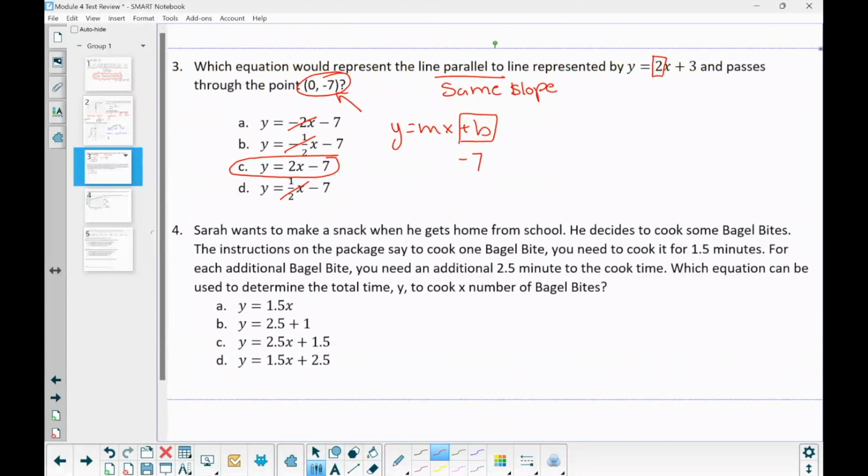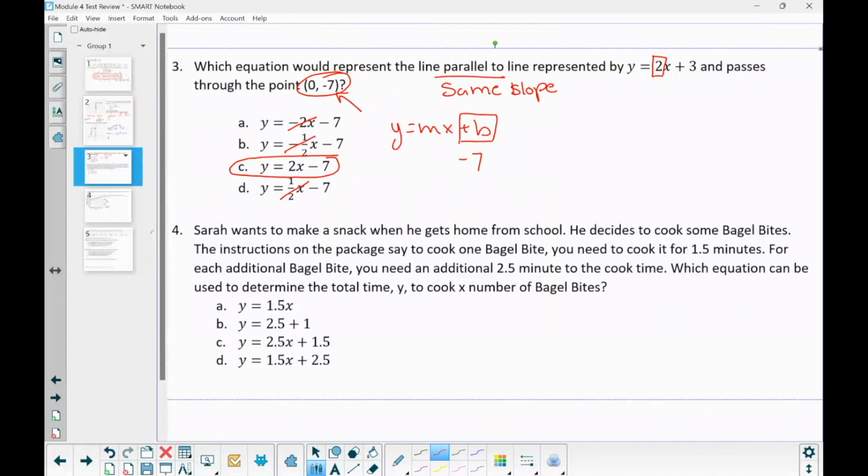Alright, says Sarah wants to make a snack when she gets home from school. He decides to cook some bagel bites. The instructions on the package say to cook 1 bagel bite, you need to cook it for 1.5 minutes. For each additional bagel bite, you need an additional 2.5 minutes added to the cook time. Which equation can be used to determine the total time y to cook x number of bagel bites?